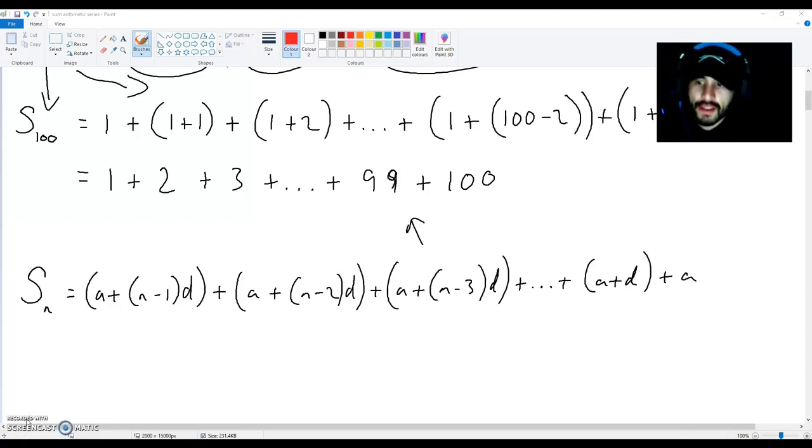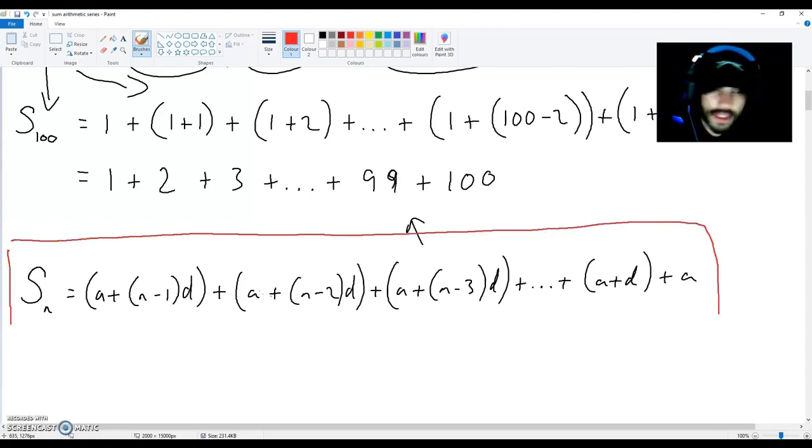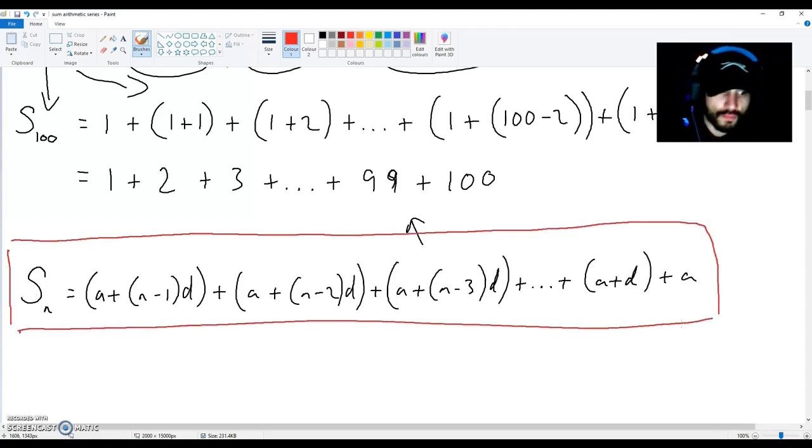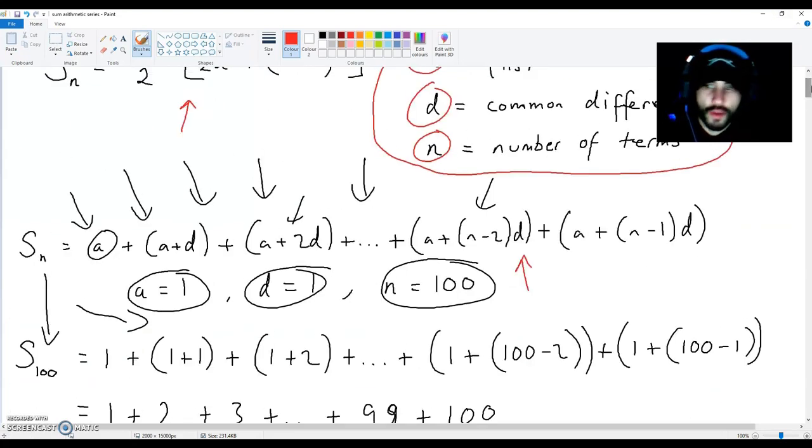What I'm going to do is show you that this chunky equation over here is exactly the same as this chunky equation up here that we started off with.